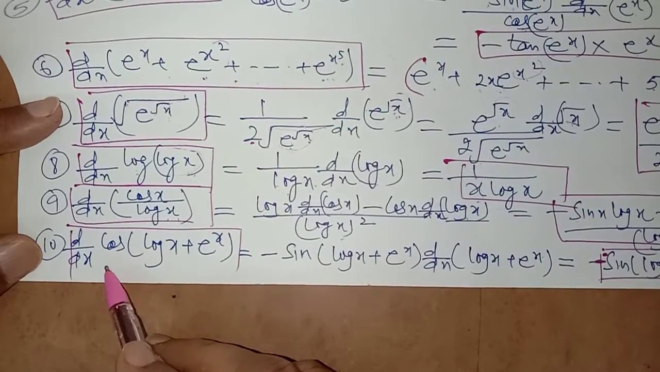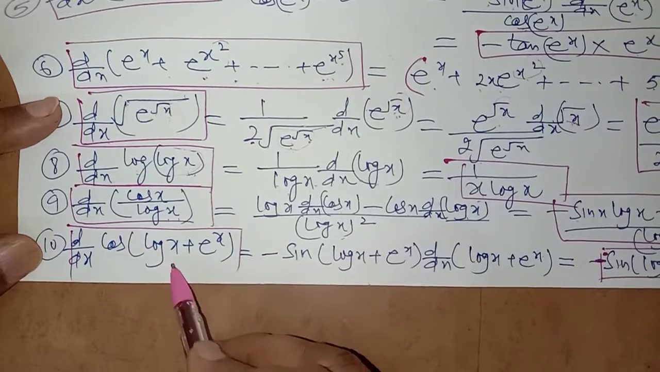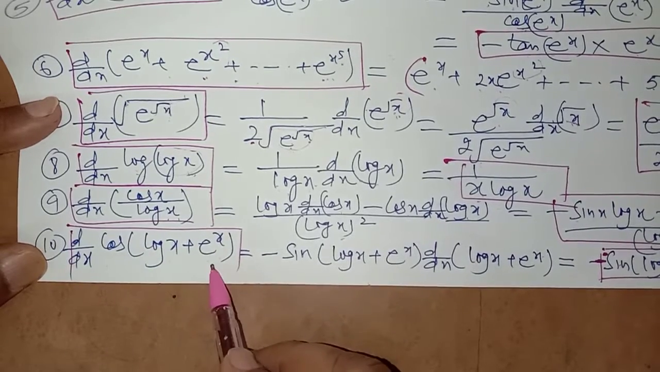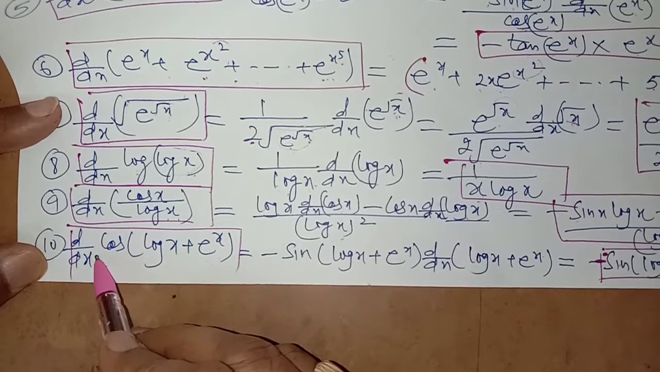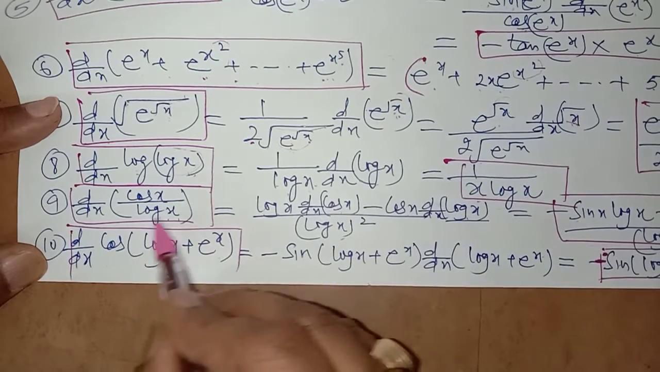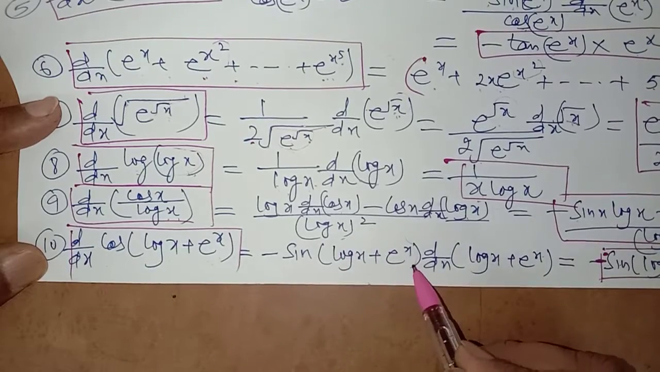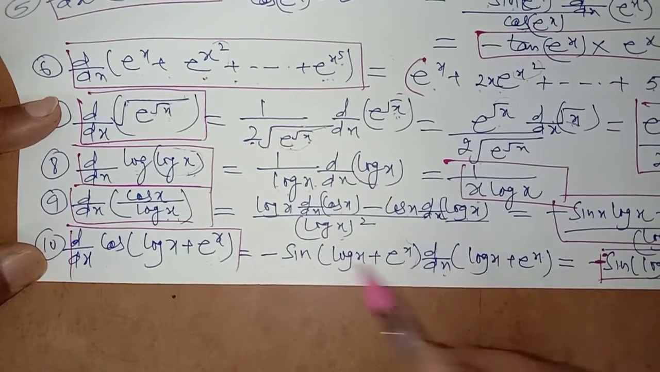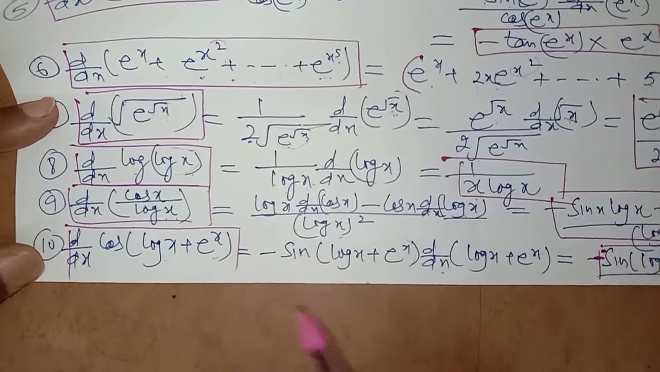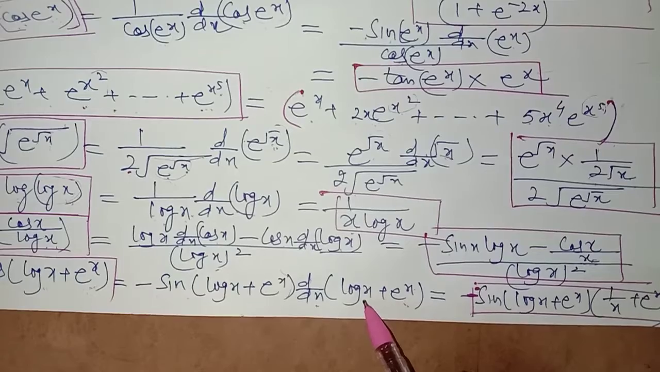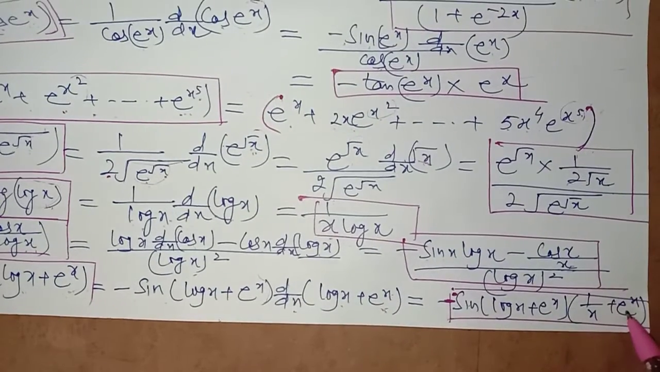In question number 10, we have cos of the bracket log x plus e raised to power x. This is again a composite function. First of all, differentiate cos and multiply with the derivative of this bracket. So the derivative of cos is minus sine, bracket as it is, multiply with the derivative of the bracket log x plus e raised to power x, which is 1 upon x plus e raised to power x.